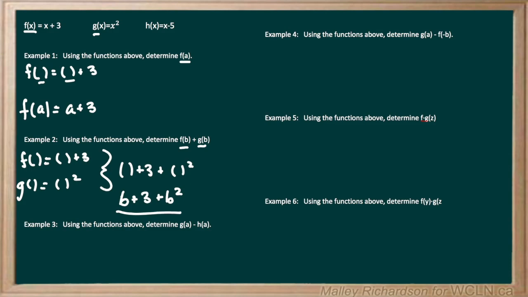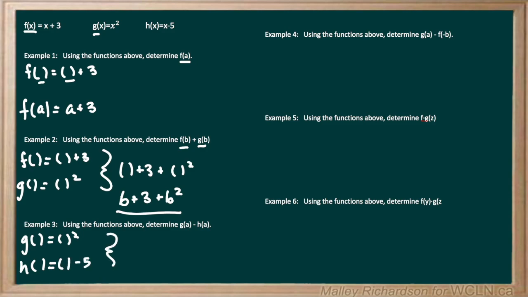Now example 3 wants us to use the functions above to determine g of a minus h of a. So we're going to use g of x and h of x. But again, wherever we see an x, we're going to leave it with empty brackets. g of empty brackets equals empty brackets squared, and h of empty brackets equals empty brackets minus 5.